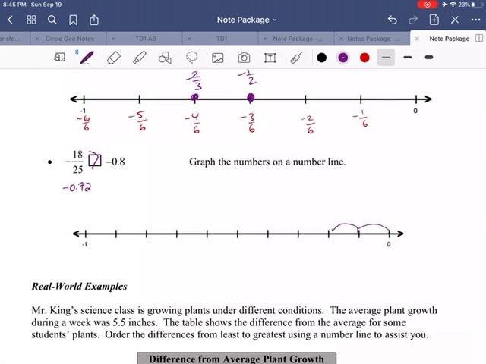These are 1, 2, 3, 4, 5, 6, 7, 8, 9, 10. So each one of these is a tenth. That means negative 0.8 is going to be there, and 0.72 is going to be somewhere there, closer to 0.7.